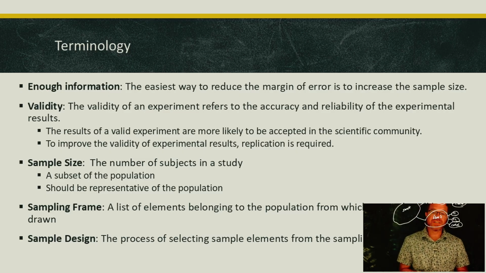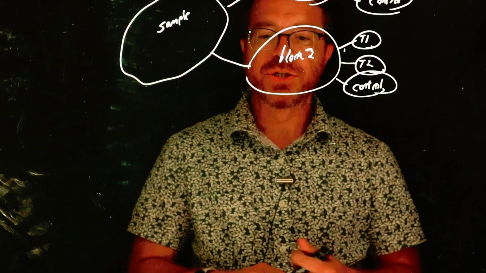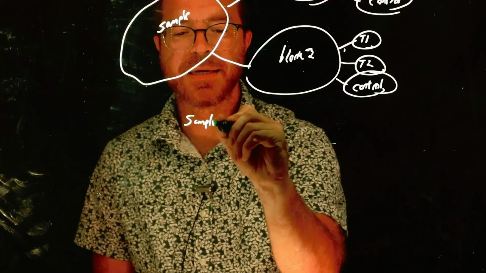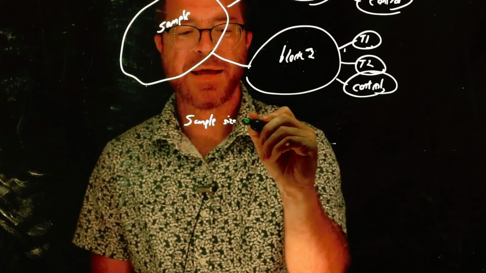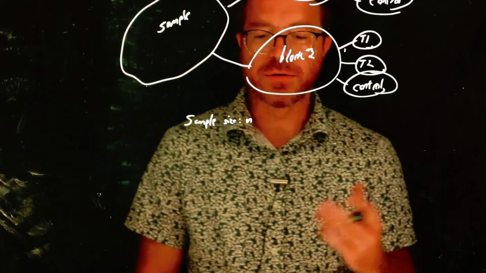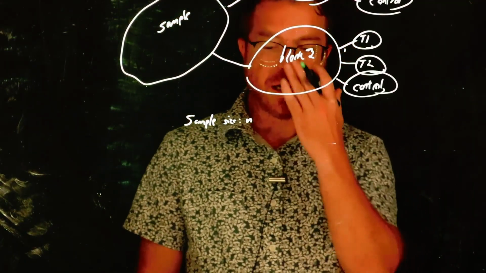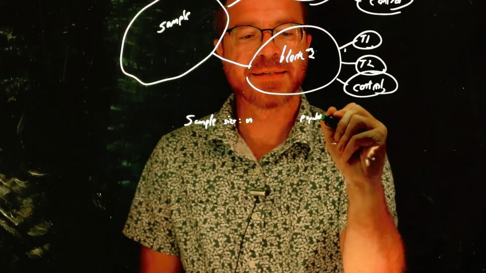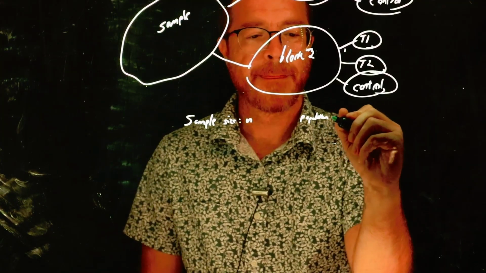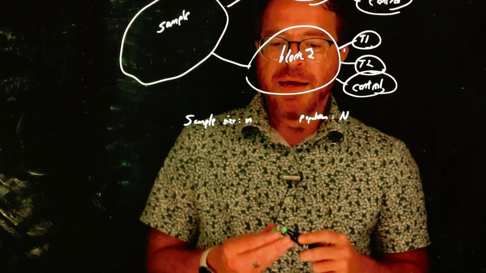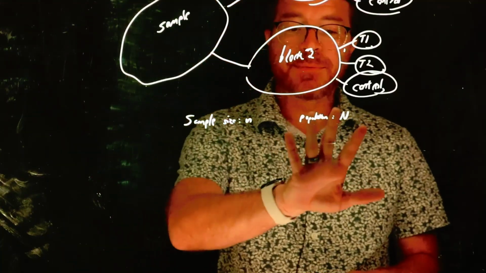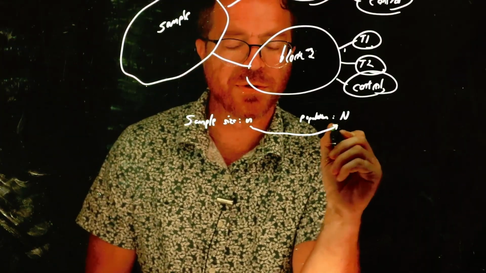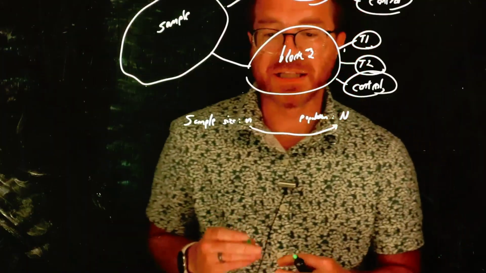Okay, now we have sample size. So sample size is just the number of subjects in a study. Sample size is simply written as little n, or lowercase n. This is a subset of our population, which, if you remember from earlier, our population size we write as capital N. So this should be as representative as possible. So you want the size of your sample to give you enough people so that you can get a representative sample of that population.